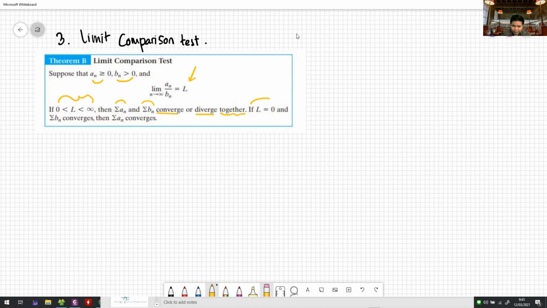But now, if L is actually 0, and the series bn converges, then an converges. We will look at an example, or let's say I will try to make it simpler.